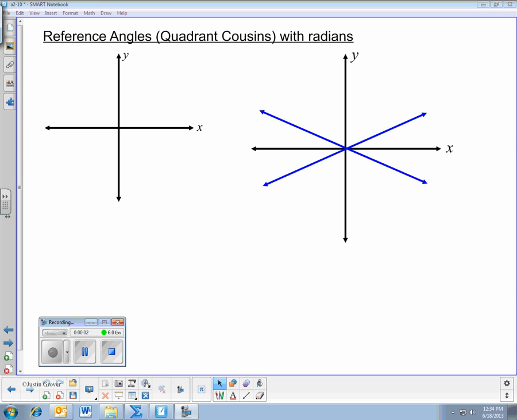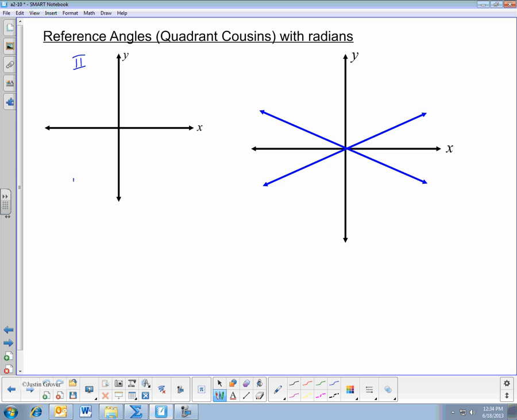Reference angles and quadrant cousins with radians. First, let's remind ourselves of the rule we established in the previous video: for reference angles, it's all about connecting quadrants 2, 3, and 4 back to quadrant 1 and drawing triangles in those quadrants. So you take angles greater than 90 degrees, which would be in quadrants 2, 3, and 4, and you reference them to acute angles of less than 90 degrees, allowing you to draw triangles.